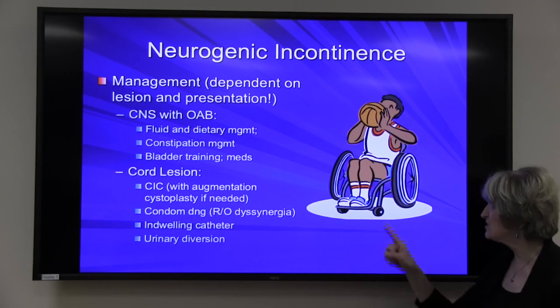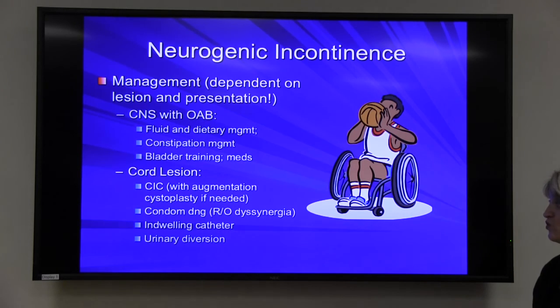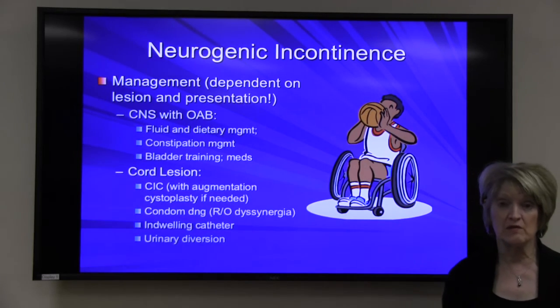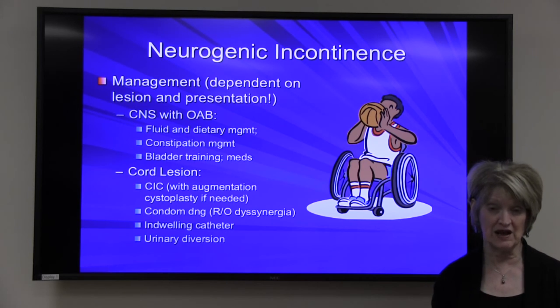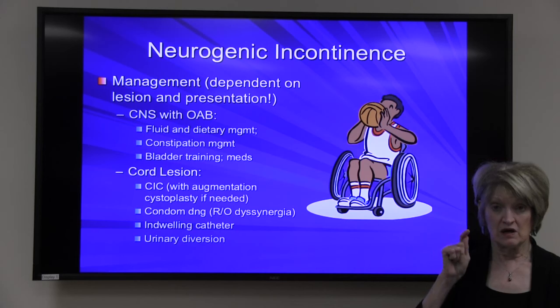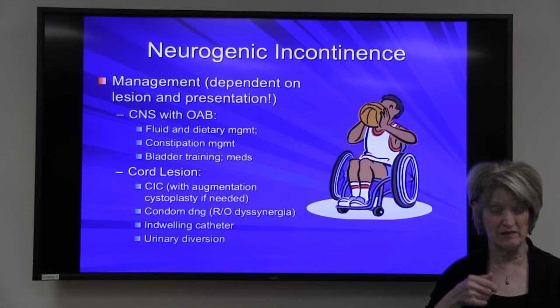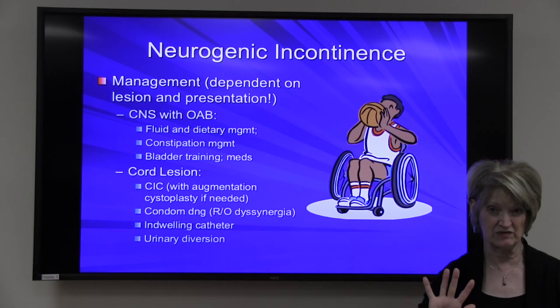If I have a patient with a suprasacral cord lesion, most of those patients are wheelchair bound. And most of them are going to be most effectively managed with clean intermittent catheterization. If that patient has dyssynergia, clean intermittent catheterization is an excellent management plan because when I pass the catheter in, I bypass the sphincter. So CIC replicates normal bladder function.